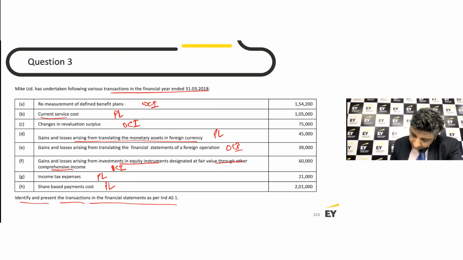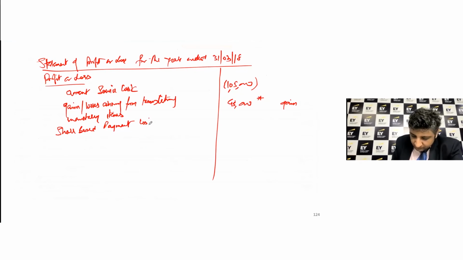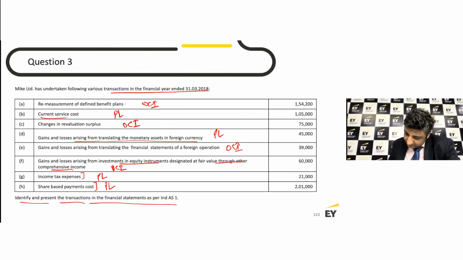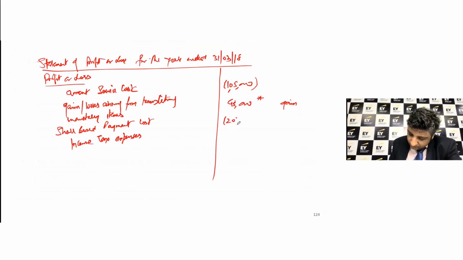Okay. And then we also had income tax expenses and share-based payment cost. We should rather take the share-based payment cost first, and then the income tax expenses, just to respect the position of these expenses. It's 201 and 21. So let's take 201 and 21,000, whatever that amount is, right?